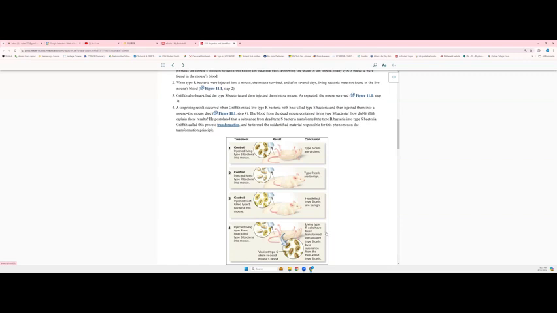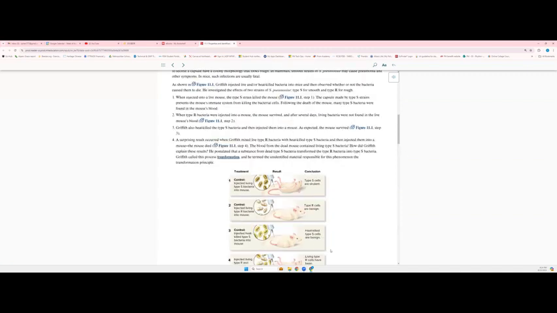So he concluded maybe R has been transformed, converted into the toxic S from that heat-killed S. How to explain this kind of phenomenon? So he called this transformation. Basically, the benign R can be transformed into the toxic S.